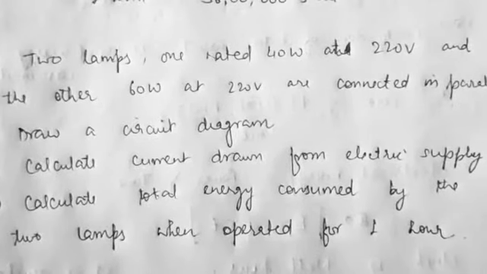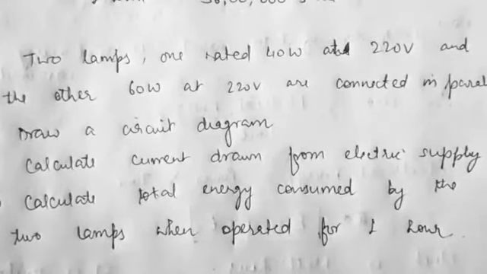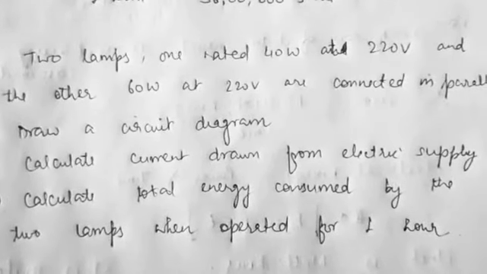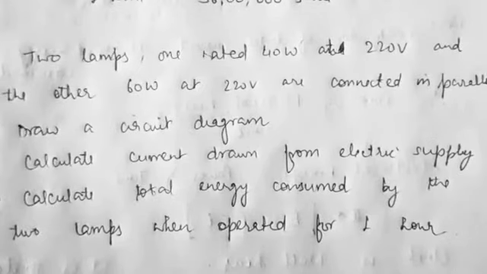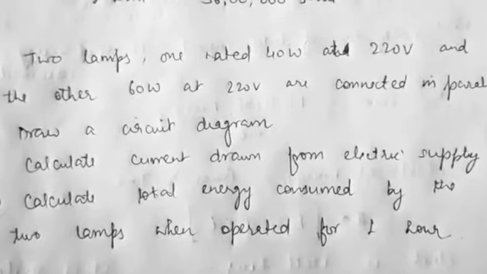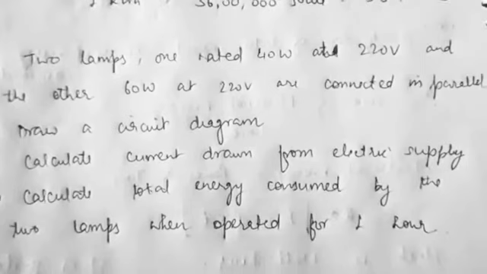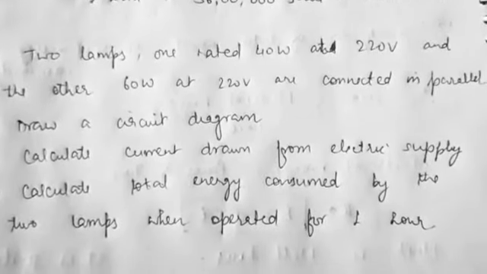So what we have to do is make a circuit diagram of this, with the 40 watt and 60 watt bulbs in parallel, and the voltage supply is 220 volt. Then we have to see what is the current drawn from the circuit, and after that we'll calculate the total energy consumed when it is operated for 1 hour.